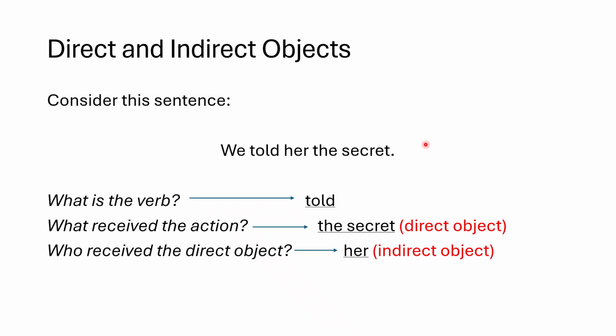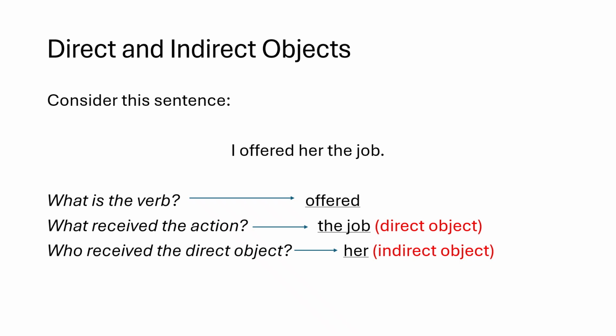Consider this sentence. We told her the secret. What is the verb? Told. What received the action? The secret. This is the direct object. Who received the direct object? Her. This is the indirect object.